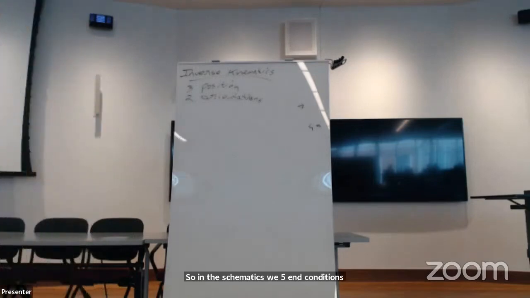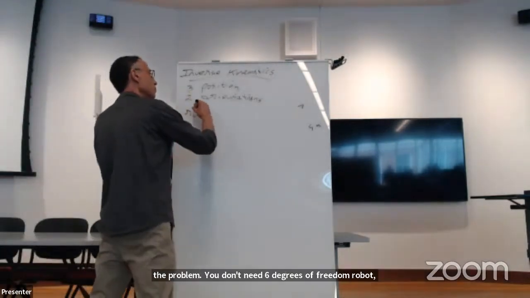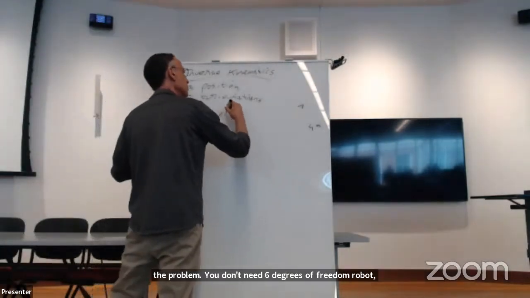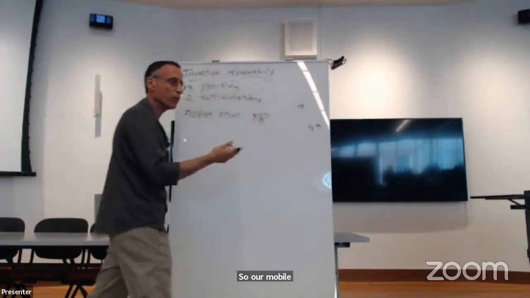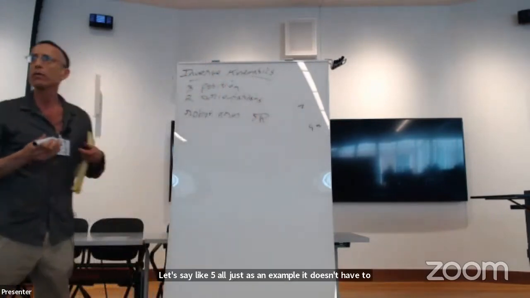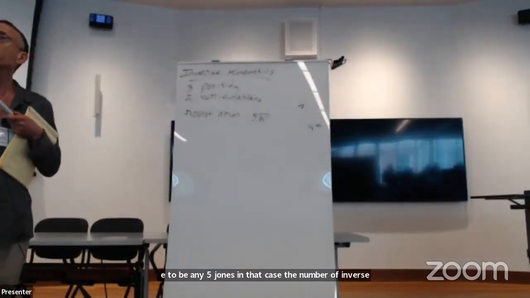Understanding, we need a robot with 5 degrees of freedom to solve the problem. We don't need a 6 degrees of freedom robot. So our robot arm is, let's say, like 5R, just as an example. It doesn't have to be any 5 joints. So in that case, the number of inverse kinematic solutions is discrete.